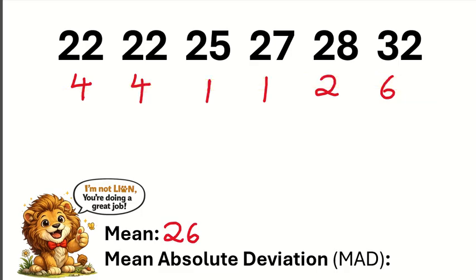Now, we find the mean with these new data points, these distances, and of course, to find the mean, you have to add them all up. So let's do that real quick. We've got 4 plus 4 plus 1 plus 1 plus 2 plus 6. And if we add that up correctly, we have a sum of 18.